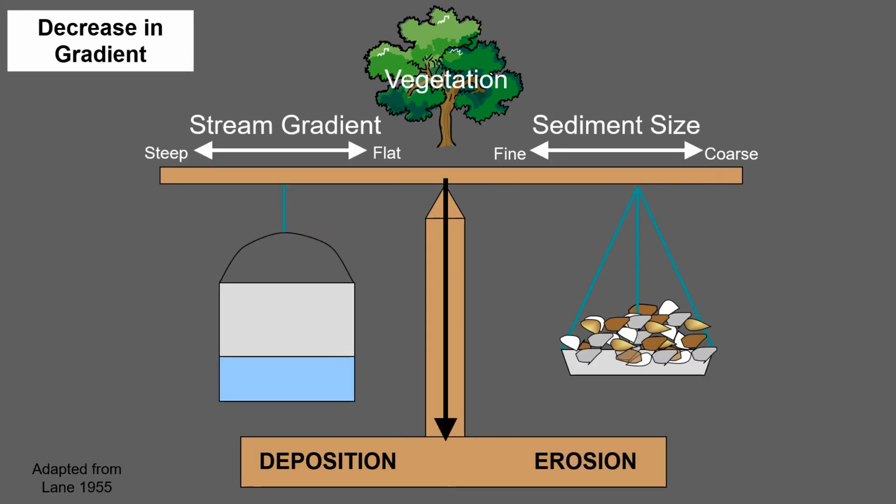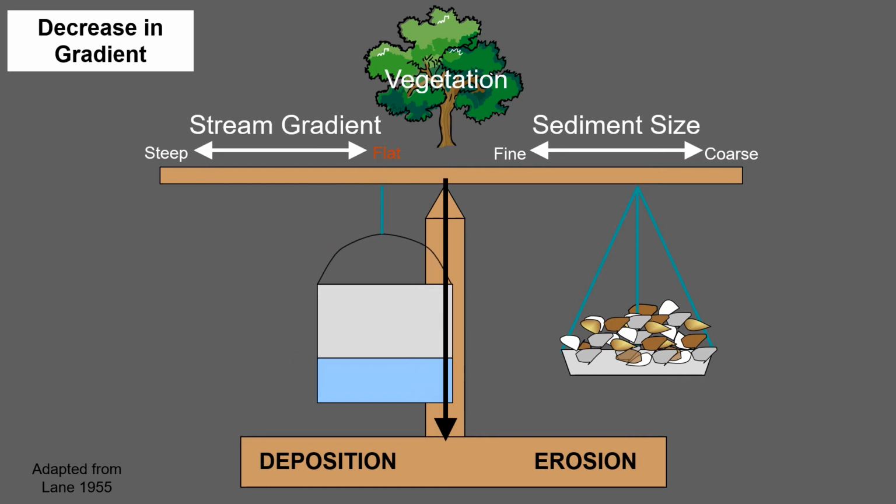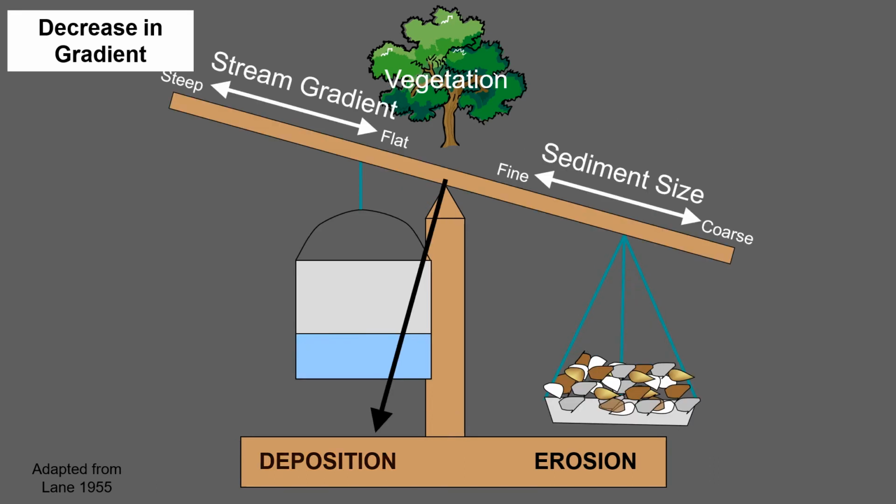So now let's see what happens if we decrease a stream's gradient. In doing so, we're going to move our bucket over towards flat, and you can probably guess what's going to happen next. You probably guessed it. Deposition is what we can expect to happen. And this is when the stream channel begins to fill with sediment and becomes more shallow and often has to widen in order to accommodate the extra sediment.